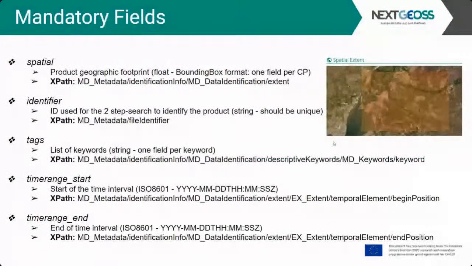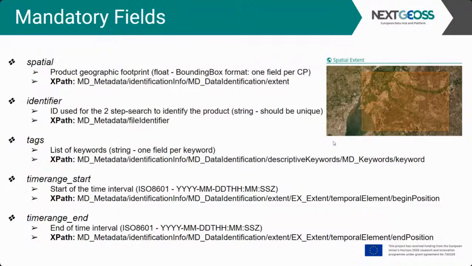So still in the mandatory fields, we then have a spatial field where you need to provide a bounding box. So there's basically one field per each cardinal point, and you'll be able to provide the bounding box for the data products that you're going to let NextGEOSS harvest. So those are one coordinate for the top, bottom, left, right that you need to provide for each product that NextGEOSS is going to harvest.